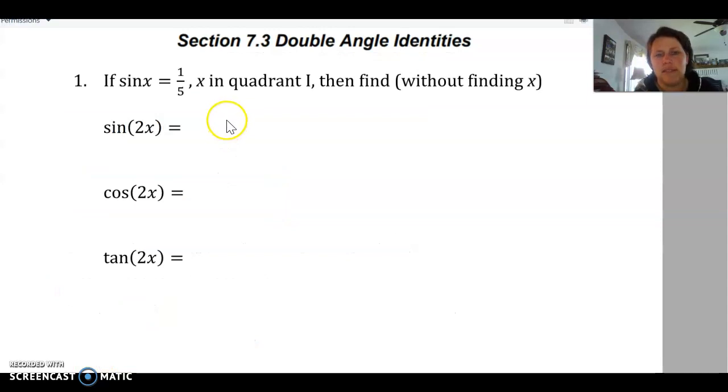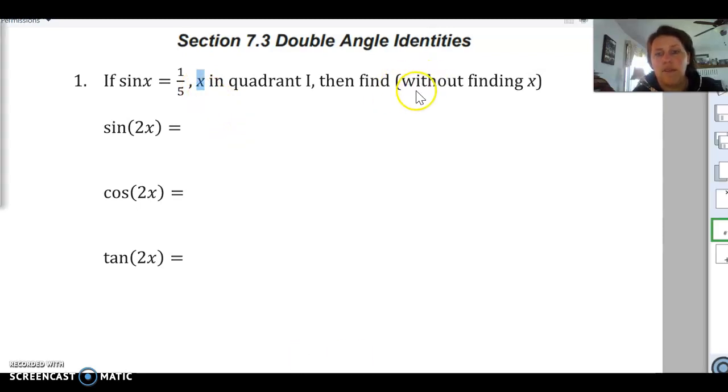Example 1 says if sine x equals 1/5, and x is in quadrant 1, that's going to be very important to us as well, then find sine 2x without finding x. So remember, we did some of these quite a while ago at the beginning of this semester. X is in quadrant 1 is going to be very important. And also remember, when we did these, what we did was we drew our reference triangle.